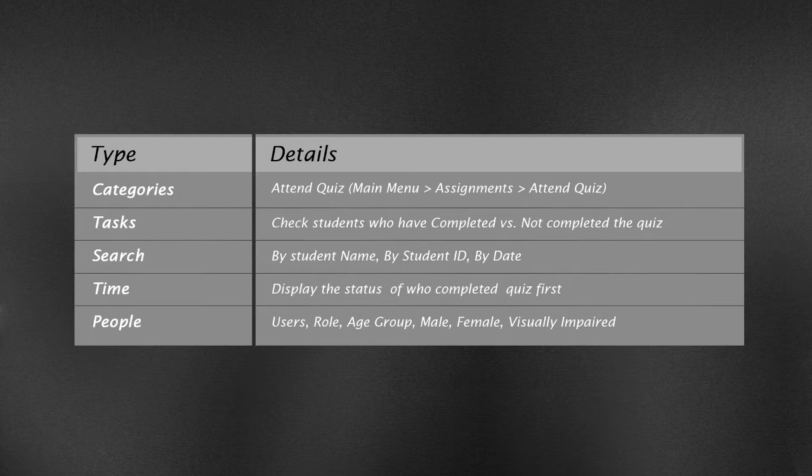So let's make it simple now. Here are a couple of type categories: task, search, time, people. If you look at the categories, attend quiz is a category, and the task is to check students who have completed versus not completed the quiz. Search: search by student name, student ID, date. Time: display the status of who completed the quiz first. People: total number of users, what role they are in, what age group, how many females, how many males, and if anybody is visually impaired. You can do this exercise for identifying the right type.